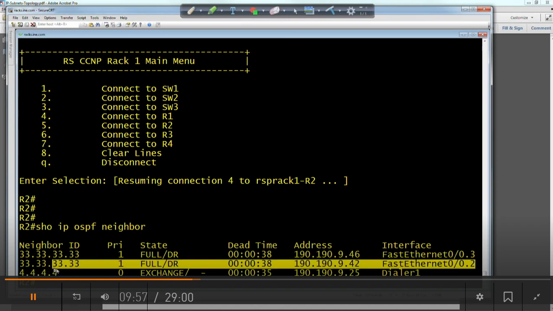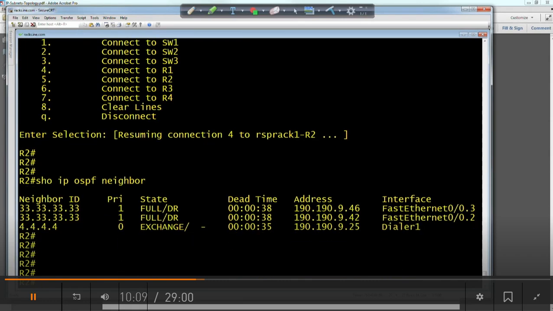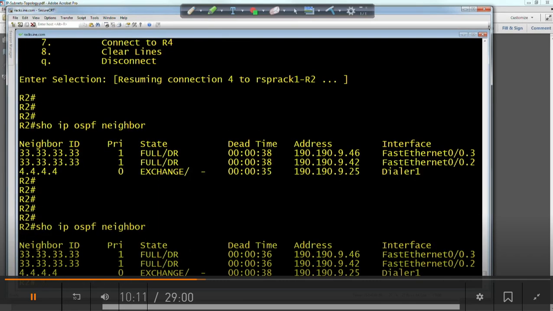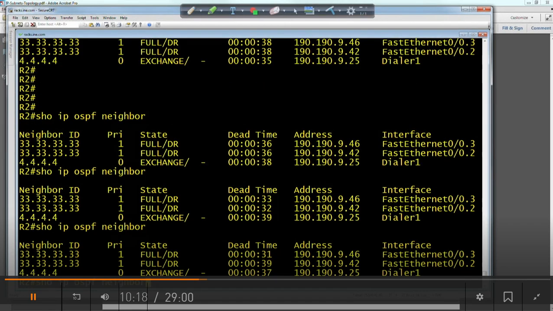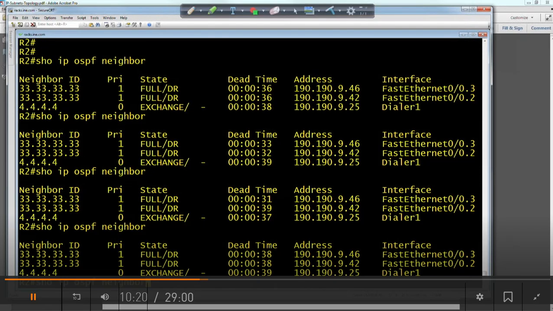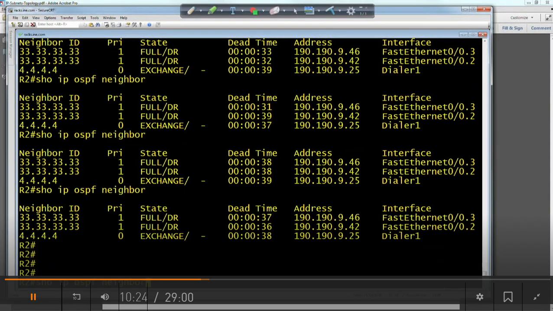Now, this is interesting. 4, so this is router 4 across my PPP over Ethernet connection, is in the exchange state. Normally that's not necessarily a bad thing unless it gets stuck there. It shouldn't be there for very long. And the fact that it's here as long as it is, is a little concerning. And I think I know why.